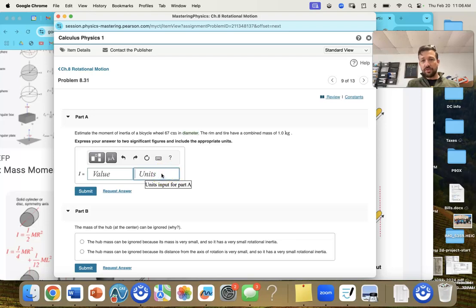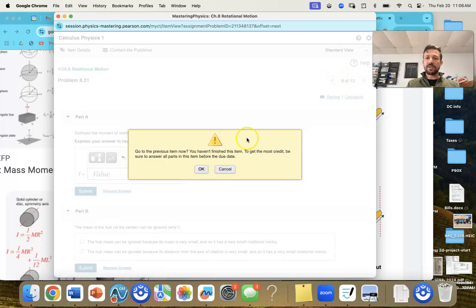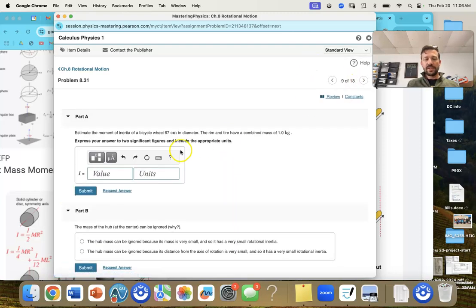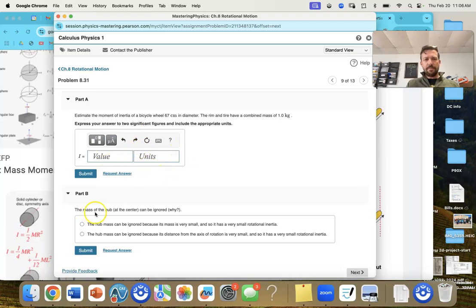Make sure to use the correct units. If you don't remember the correct units, go back to the previous one. It has some units on there, yeah? For moment of inertia. There you go. Okay, so that's how you'd calculate I. The mass of the hub at the center can be ignored. So they're saying the bicycle wheel has a center hub spot where the axle goes through to make it spin, and asking why you can ignore it. So I'll let you guys take your guess on it.